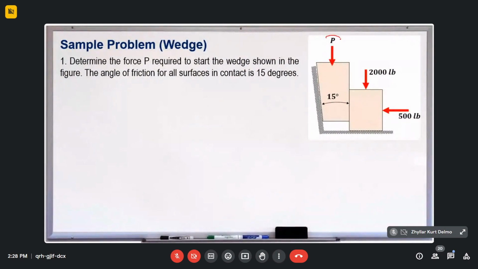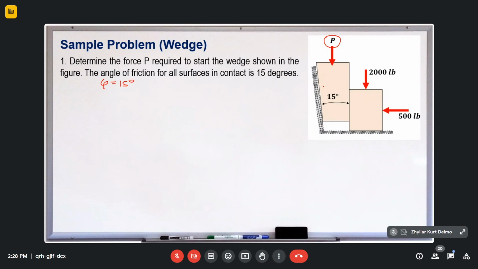So naa tay applied force P, and this will cause the wedge to move downward, no? Then indicated po diri nga the angle of friction for all surfaces in contact is 15 degrees. Now 15 degrees right here, this is our angle phi, no? Phi 15 degrees. So asa man siya mo exist? Sa point of contact.